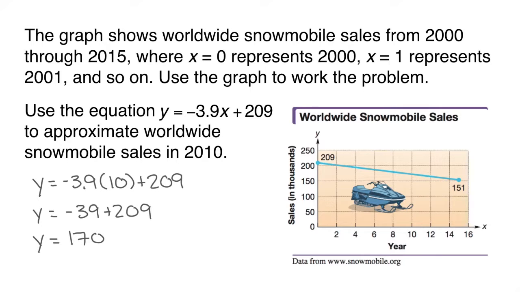This tells us that in 2010, according to the model that we're given, the approximate worldwide snowmobile sales was 170,000.